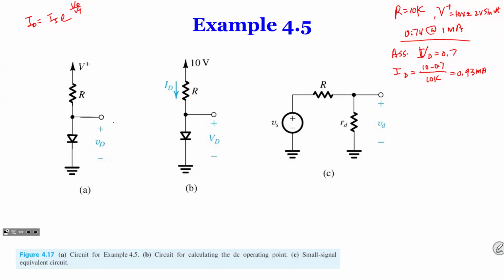So now we're going to say how much. Remember from the last slide, our delta ID equals delta VD over RD, and delta VD is 2 volt peak, divided by RD, where ID is 0.93, which is close to 1 milliamp.